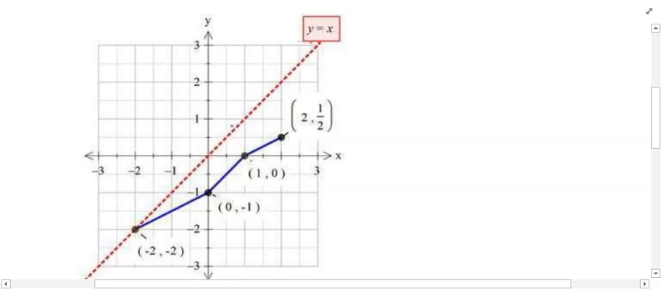The red dotted line is the line y equals x, because remember that's important for drawing inverses. So make sure you understand that y equals x is not part of the graph. It's just there for reference to help you draw the inverse function. F is the blue graph that consists of these three line segments, okay?